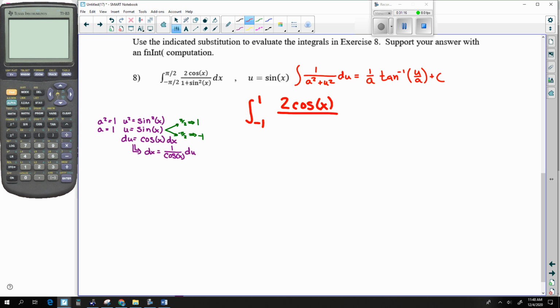And then 1 plus sine squared is 1 plus u squared. dx is now cosine x on the bottom, 1 du. Okay, so it did enough. It didn't do everything, but it did enough. It got rid of that cosine, so I'm able to drag out this 2. And now the formula is exactly what I needed it to be.